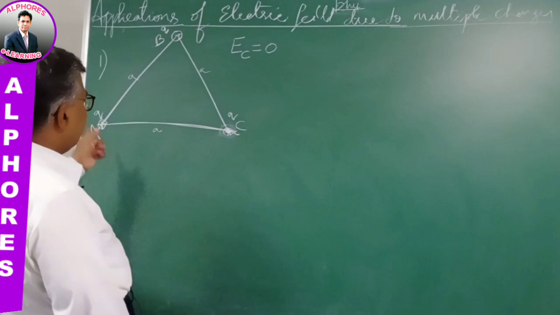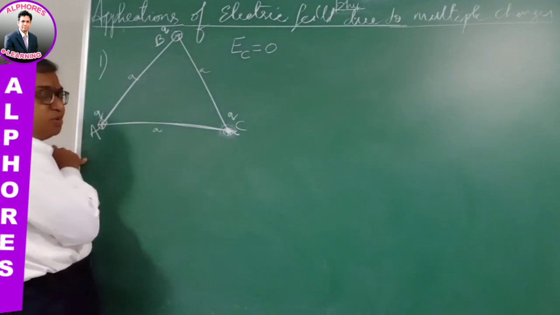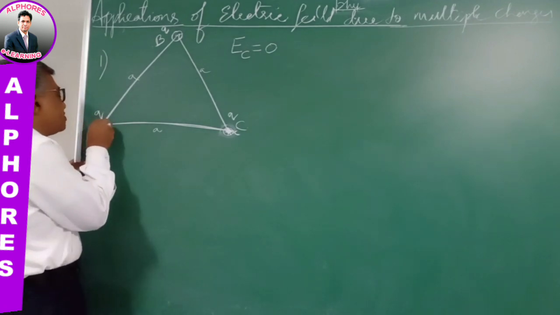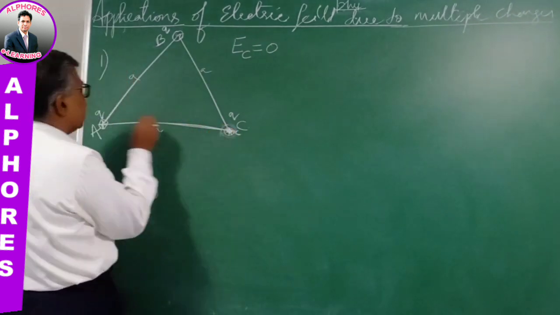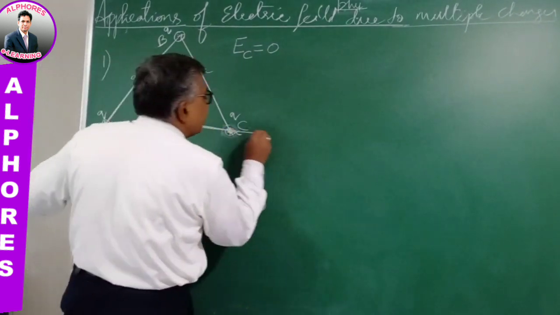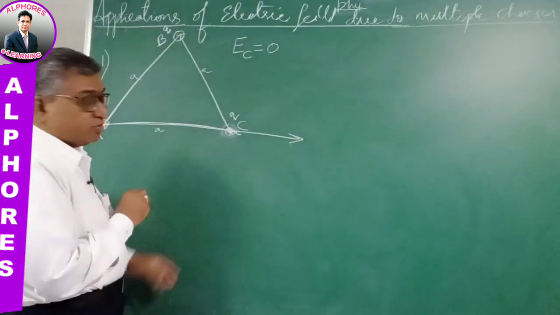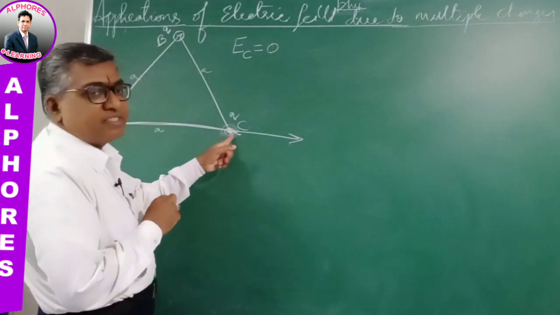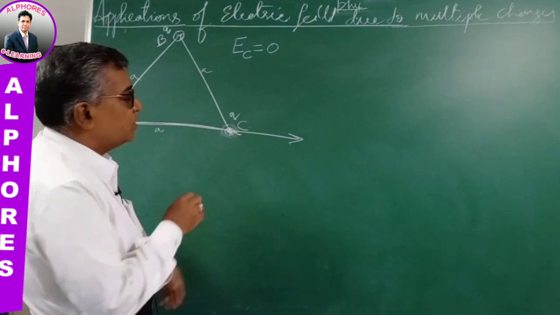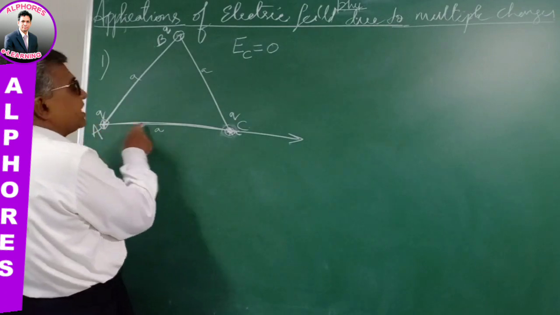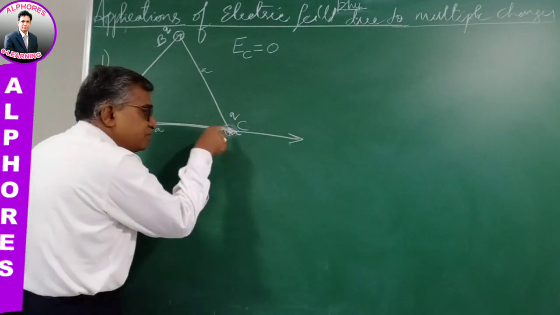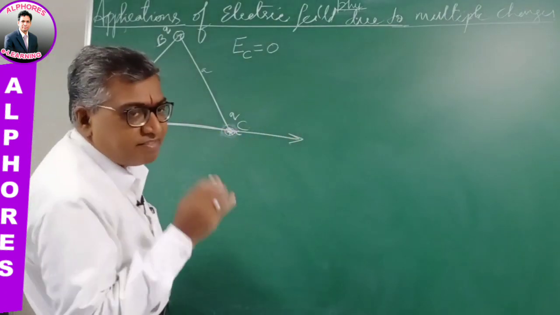Now I have to find the electric field due to the charge at A. This is also a positive charge, and this is a positive test charge. This positive charge repels the test charge, so the force experienced by the positive test charge is repulsive. Therefore the force due to this charge is directed away. The force experienced by a unit positive test charge is the electric field intensity.